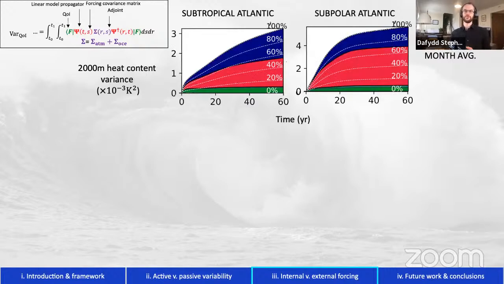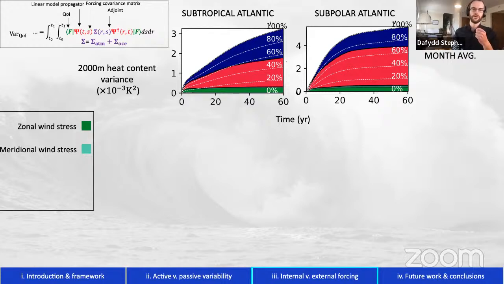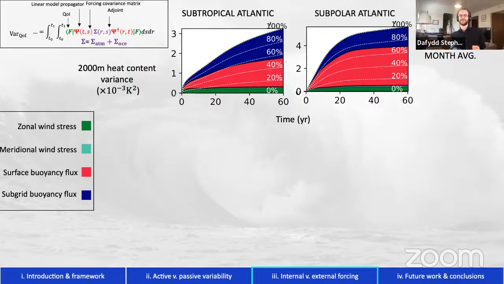And so these panels show the growth of variability in response to 60 years of forcing. And as before, the green here represents the wind-forced variability, which is contributing very little in this case, and the red represents the surface buoyancy fluxes. However, additionally, we now have this blue component, which corresponds to the mesoscale eddy buoyancy fluxes, which we hadn't previously considered. And so what we can see is that in both regions, the majority of the variability is externally forced. And this is particularly pronounced in the subpolar region, where up to 70% of the month average heat content variability is forced at the surface, with then a minority due to mesoscale eddies.